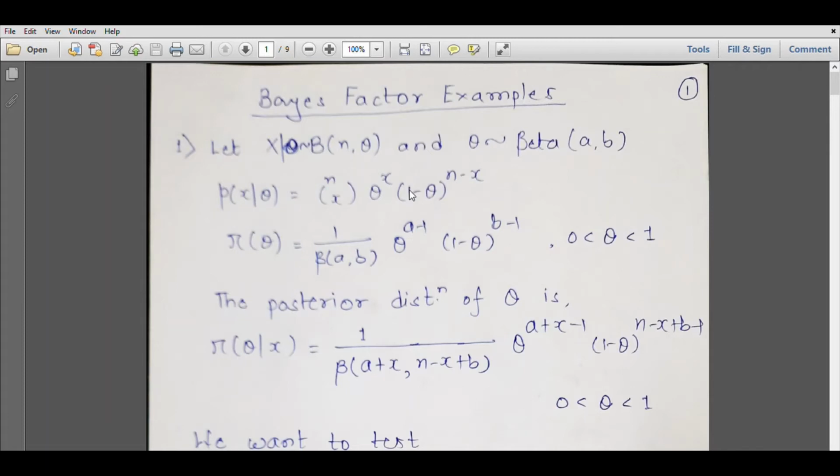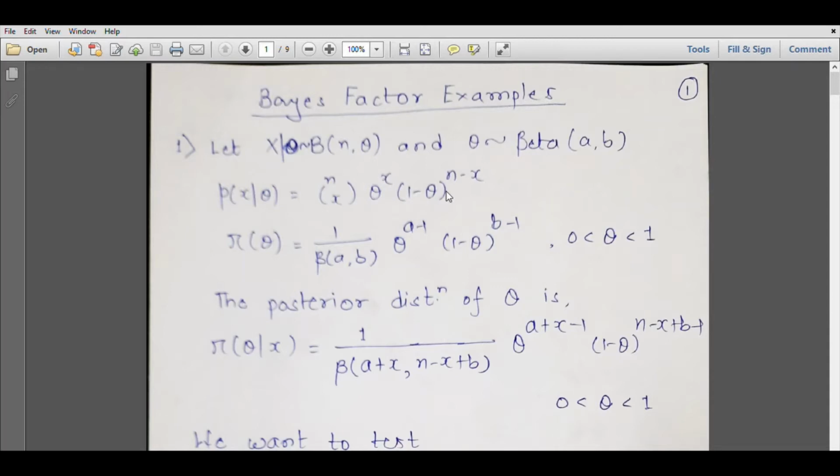Hello students. So now we have the time for discussion on Bayes factor. We have discussed the concept of Bayes factor, how it is derived and how it changes for point null hypothesis, etc. So now let us try to go through some examples.